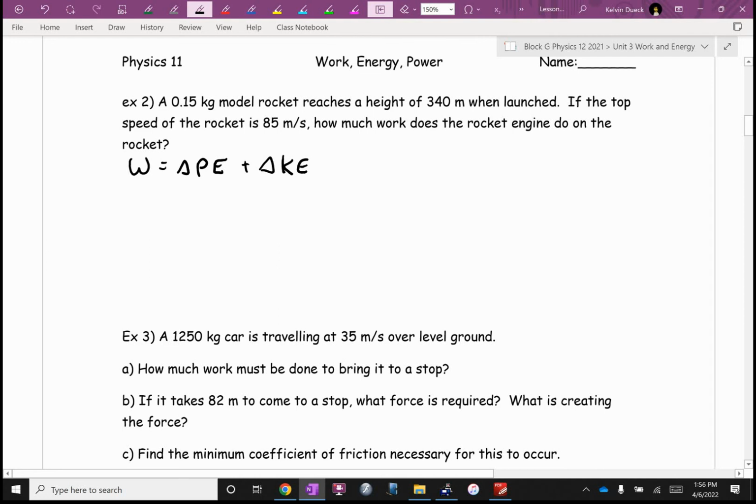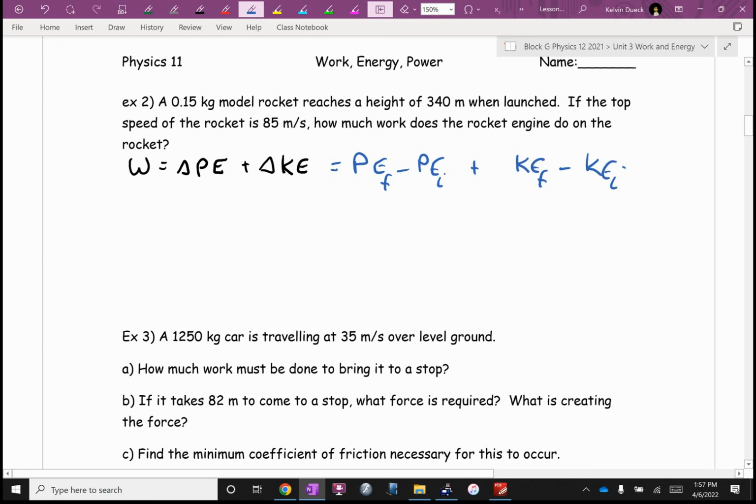What's change in anything? So this is going to end up being potential energy final minus potential energy initial. There's my change in potential. And then there's a plus sign, and then kinetic energy final minus kinetic energy initial.